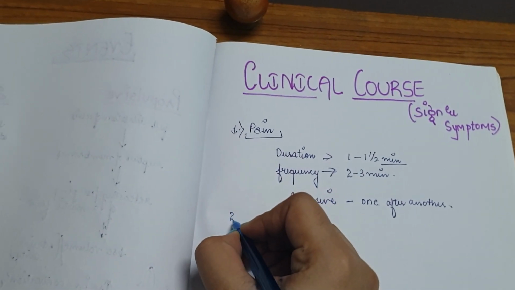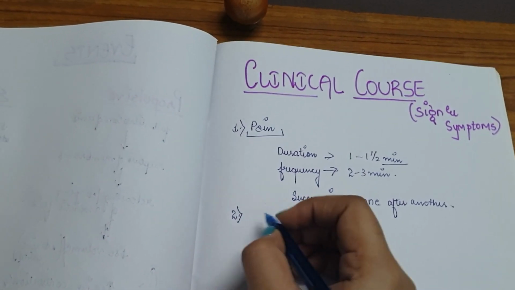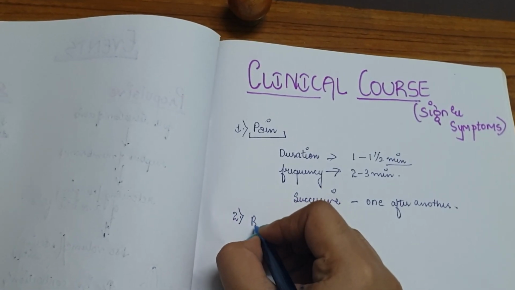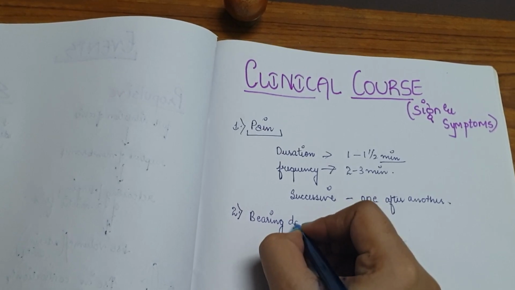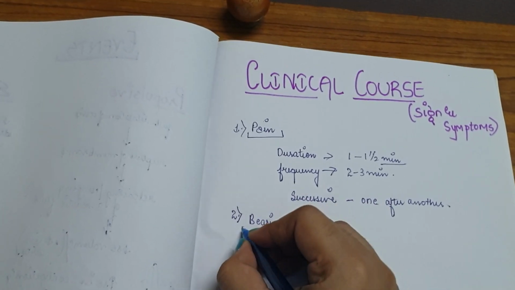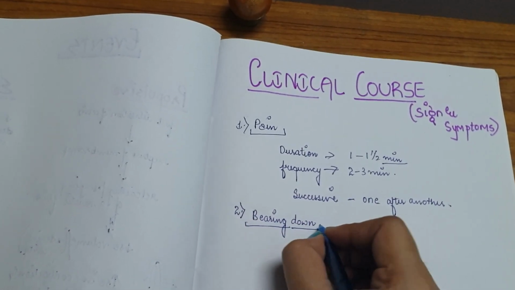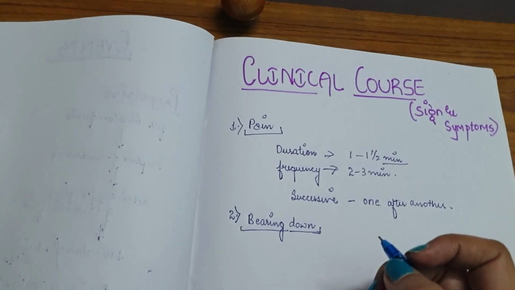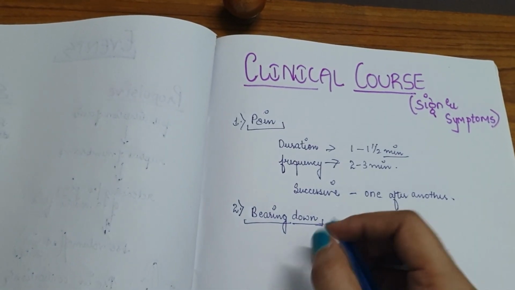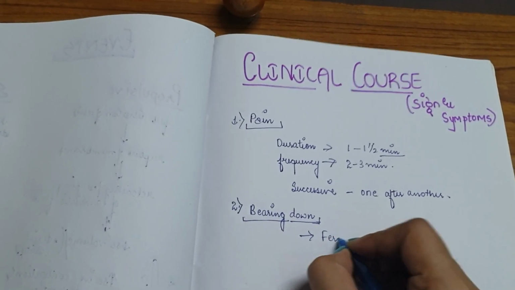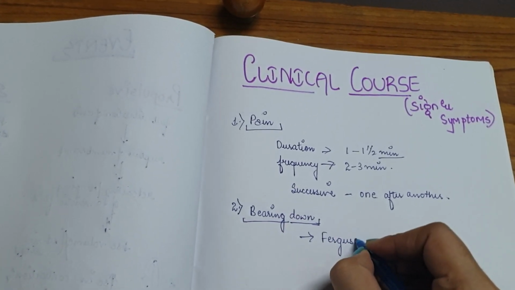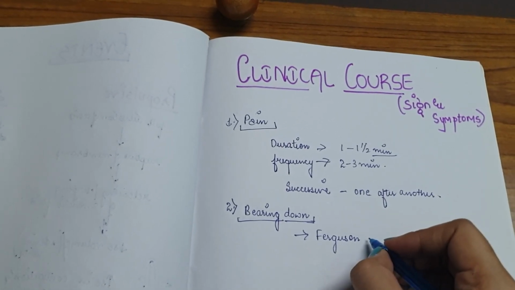So next is bearing down efforts, which I already explained, but here I give more details about how they start in the second stage of labor. It basically occurs because of a nerve reflex, known as Ferguson's reflex, which I think I already discussed in my first video.